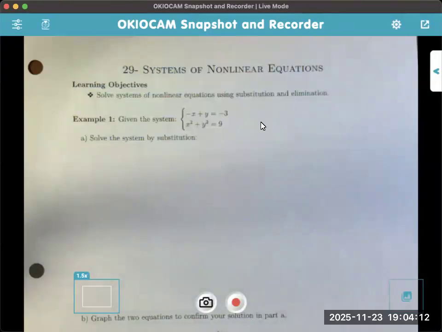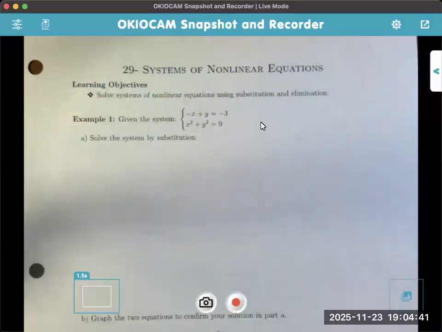29, systems of nonlinear equations. So generally for this, you can't use the graphing method. There are some instances where you can, but generally speaking, because they're nonlinear, you can't use your calculator again because nonlinear, which means it can be done, but it's just a little bit trickier to get it into your y equals. So here this says solve the system by substitution.